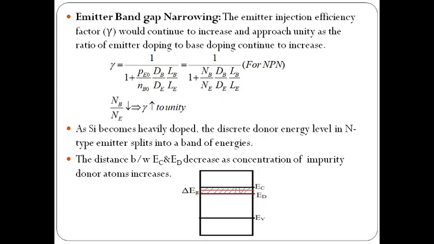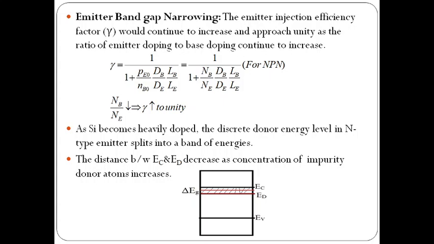Emitter band gap narrowing. Here, the emitter injection efficiency factor gamma would continue to increase, and it will approach unity as the ratio of emitter doping to base doping continues to increase.